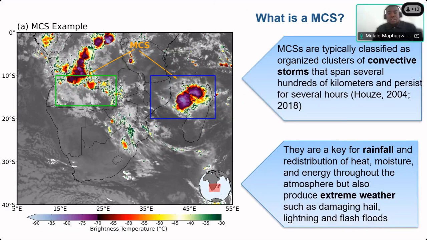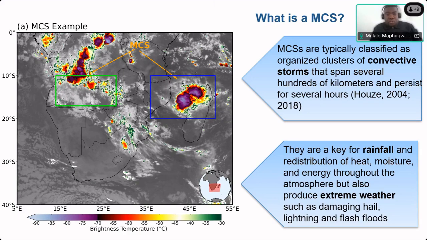So what are mesoscale convective systems? These are typically classified as organized convective clusters of storms that expand to several hundred kilometers and persist for several hours. They are very important for rainfall and redistribution of heat, moisture, as well as energy throughout the atmosphere. But there's also danger with these systems in the sense that they produce extreme weather, such as damaging hail, lightning, as well as flash floods.